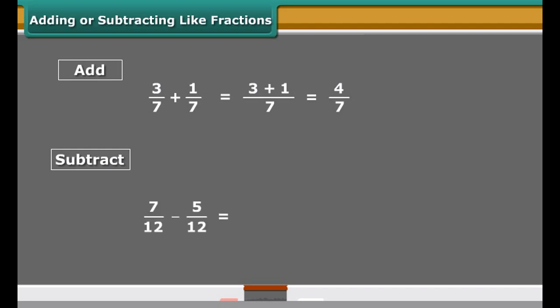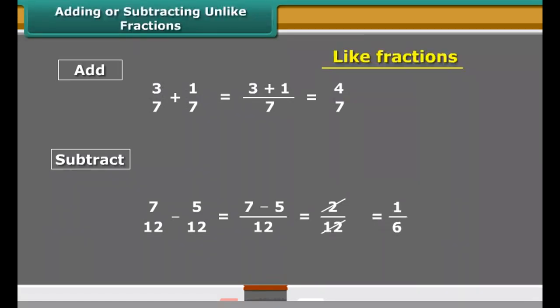Students, sum of two or more like fractions is obtained in two steps. First, we add the numerators. Second, retain the common denominator. And finally, write the fraction including both the results. To get the difference of two like fractions, first we subtract the smaller numerator from the bigger numerator. Second, retain the common denominator. Then write the fraction including both the results.